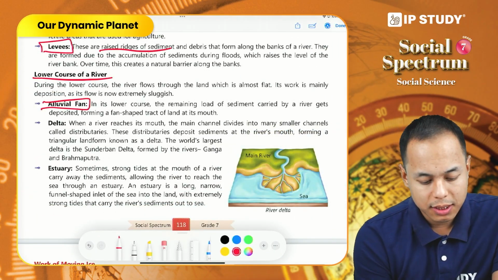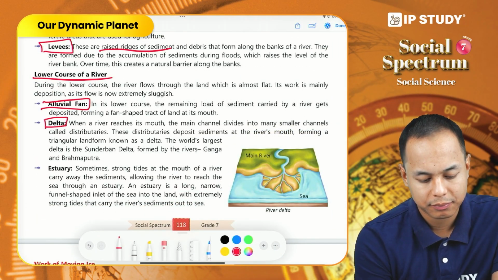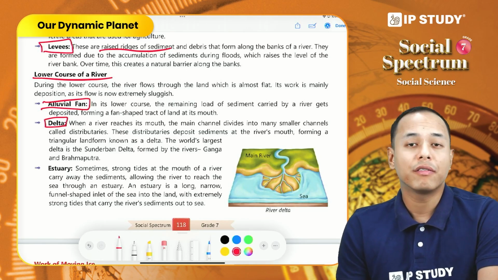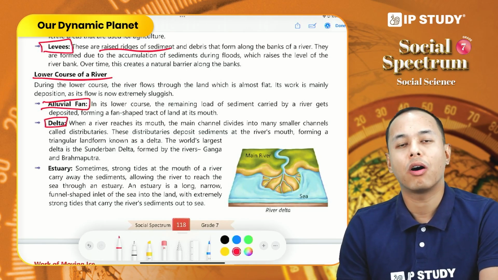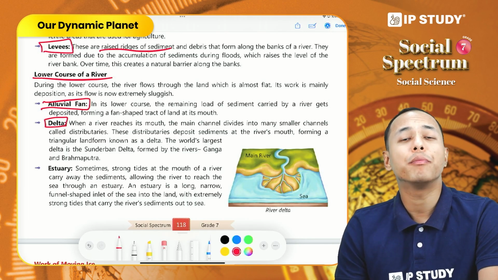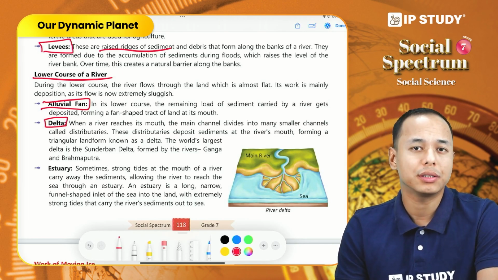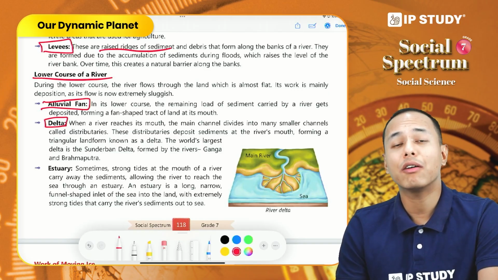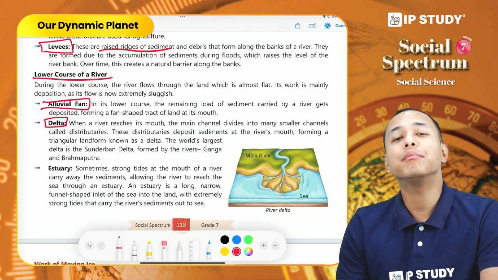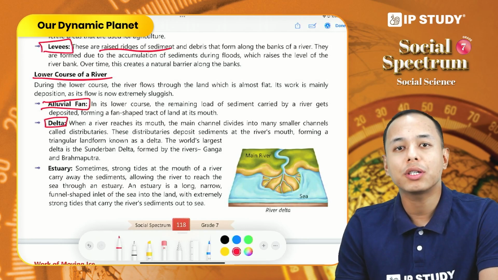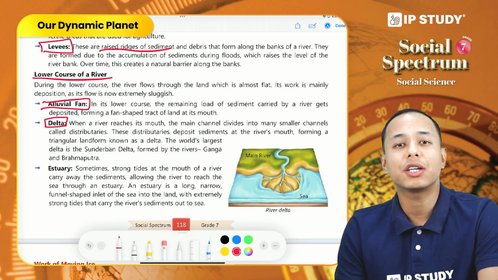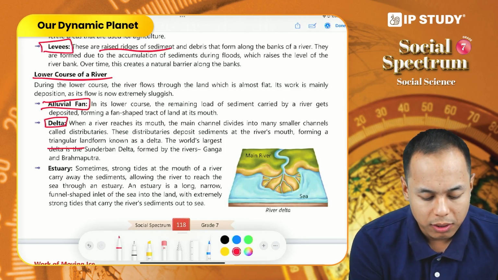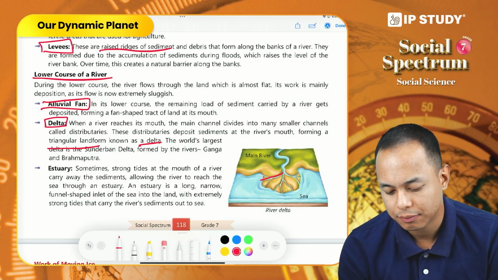Now let us discuss delta. When the river reaches the mouth, at the mouth of the river, the main channel of the river divides into numerous channels called distributaries, and all these distributaries deposit the sediments that they have brought. Okay, and in the course of time, this deposition of sediments leads to the creation of a triangular landform called delta. See here, the triangular landform.